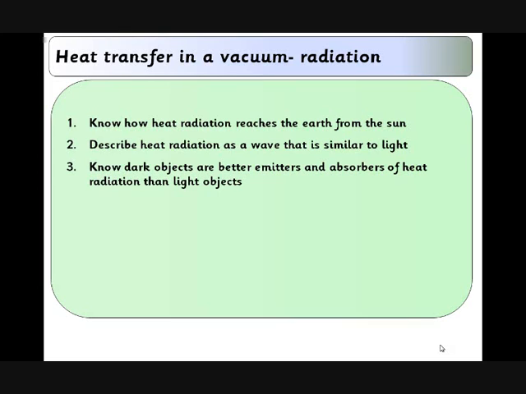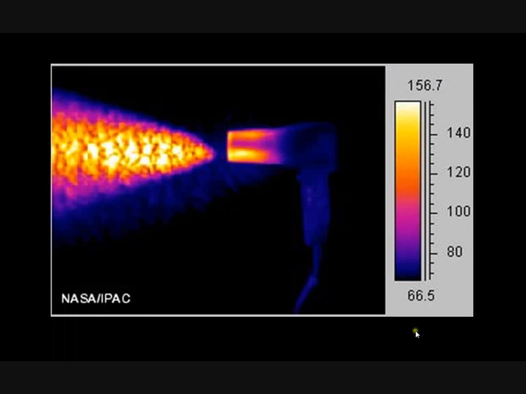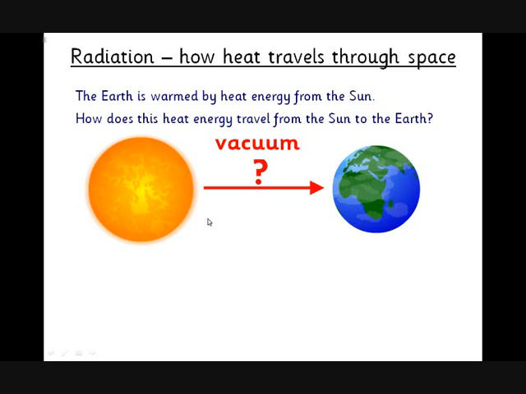And then we've got to talk about colour and know that dark objects are better emitters and absorbers of heat radiation than light coloured objects. So I like this picture. This is a hairdryer. You would never turn your hairdryer on and see this, but this is what's known as a thermal image. So instead of looking at the light from your hairdryer being reflected off it, we are looking at the heat, or the temperature of the hairdryer itself and the air particles around. So this is a camera that is sensitive to heat rather than light.